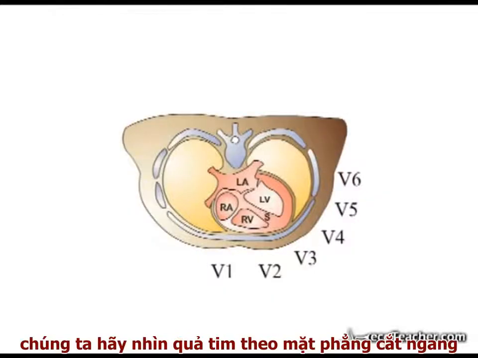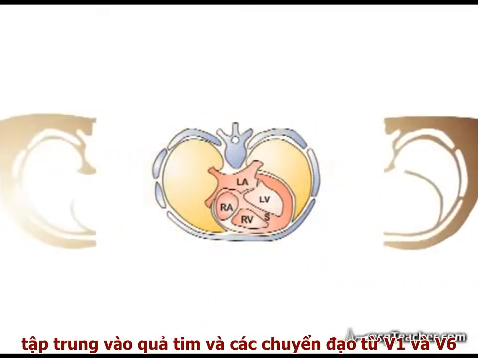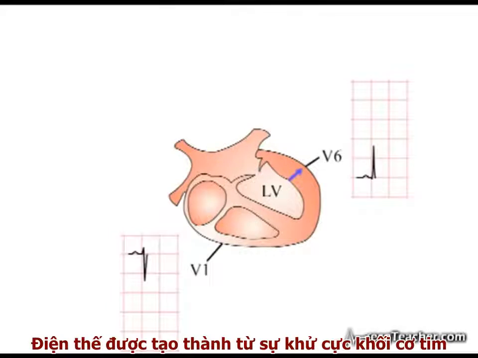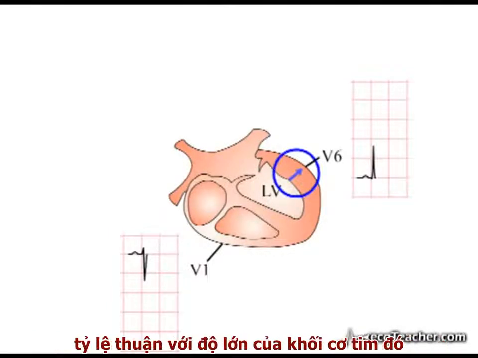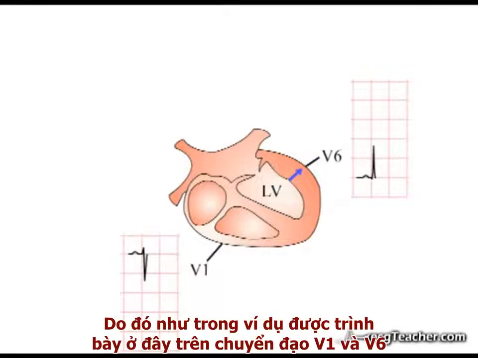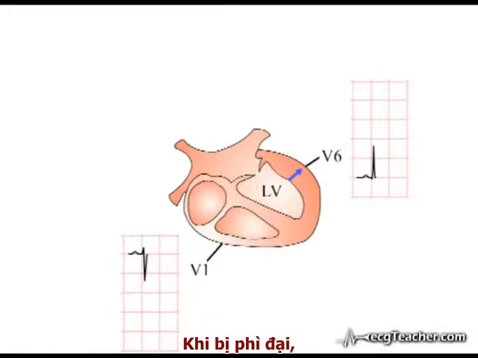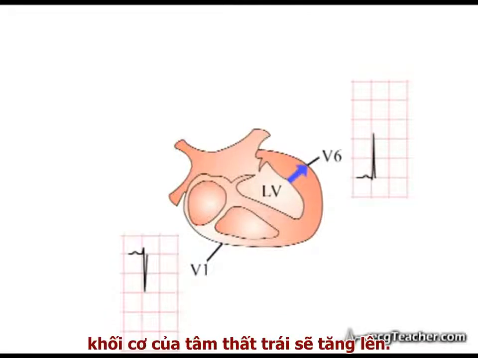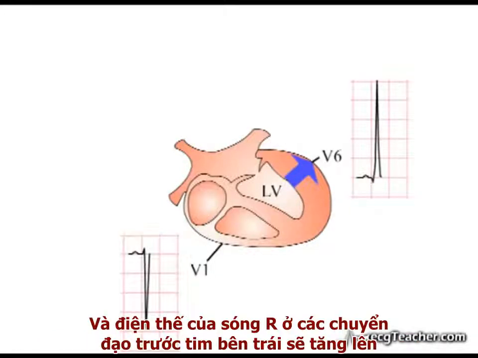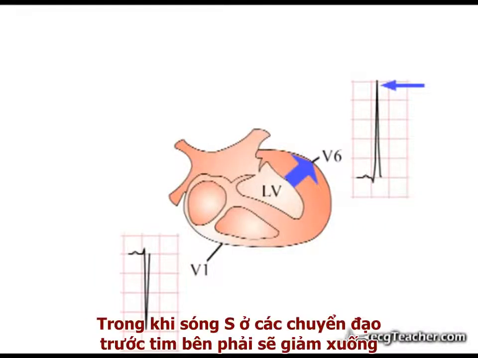And to do so, we will look at the heart in horizontal section, focusing on events in leads V1 and V6. The voltage developed by depolarizing cardiac muscle is proportional to the mass of muscle present. Therefore, as exemplified here in leads V1 and V6, during the process of hypertrophy, as the left ventricular muscle mass increases in bulk, greater depolarization voltages are produced in the thickened wall, and the amplitude of the R wave in the left lateral leads becomes progressively higher, while the S waves in the right-sided chest leads become progressively deeper.